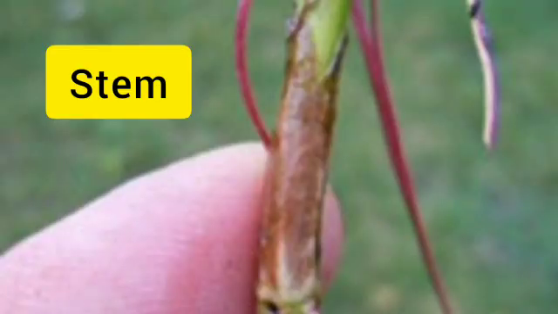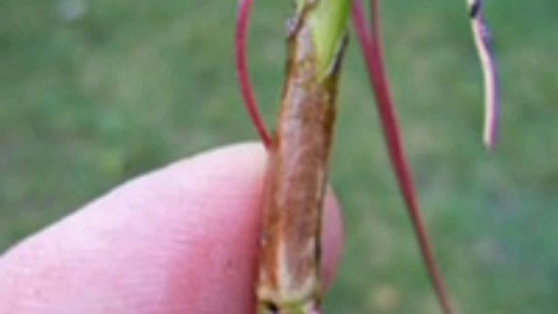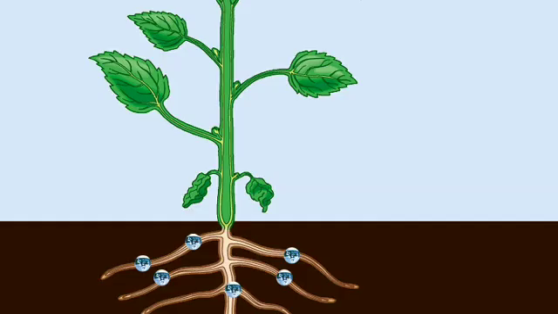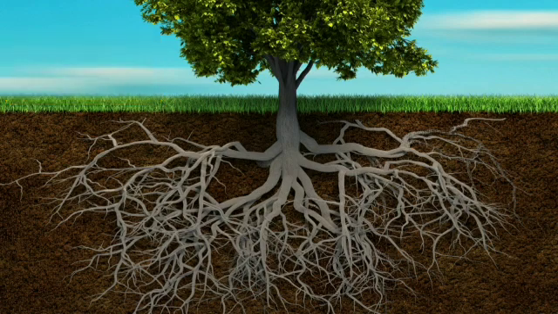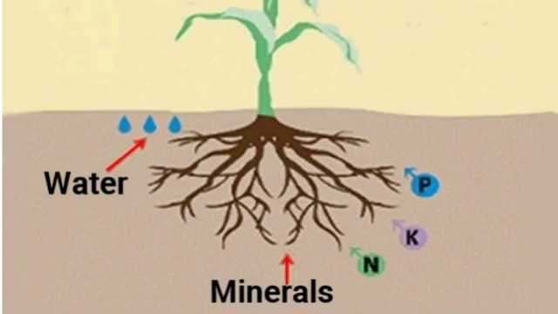Stem. Children, it is the part that grows above the ground and it carries food and water to other parts of the plant. Roots. It is the part that grows under the ground. It firmly holds the plant to the ground. It takes in water and minerals for the plant from the soil.